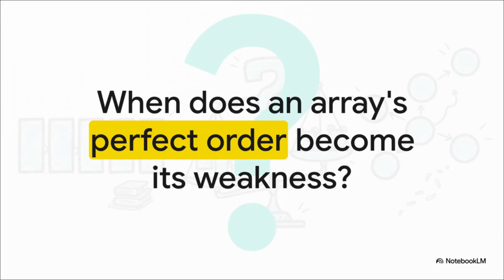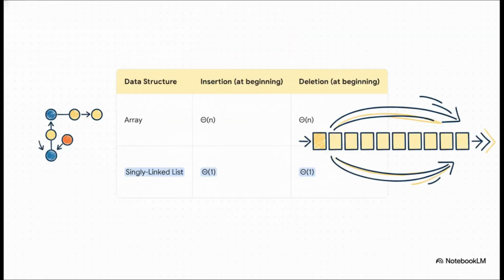But what if that perfect, beautiful, rigid order? What if that's actually the array's greatest weakness? And here we go, round 2. This is where the linked list lands a massive counterpunch: insertion and deletion. If you want to add or remove an item at the beginning of a linked list, it's unbelievably fast. Constant time again.